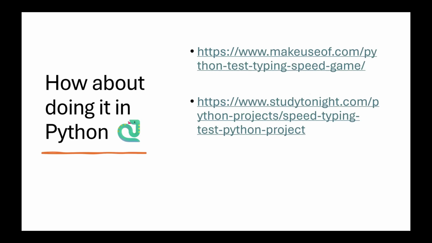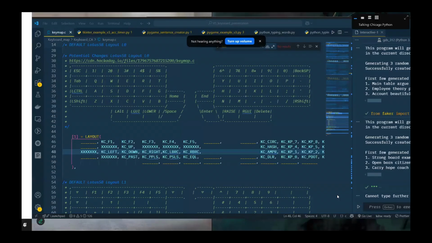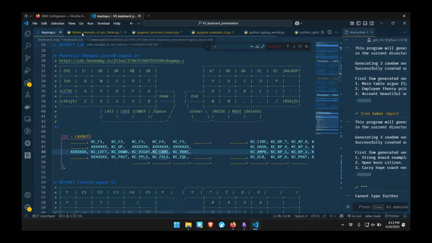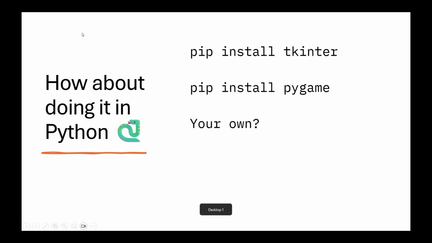And let me see if this is already running. And yeah, on that one, there are two primary ways to do it. One is with Tkinter, and the other one is with Pygame. With these, you can use random to generate some random sentences and use that as a tool.